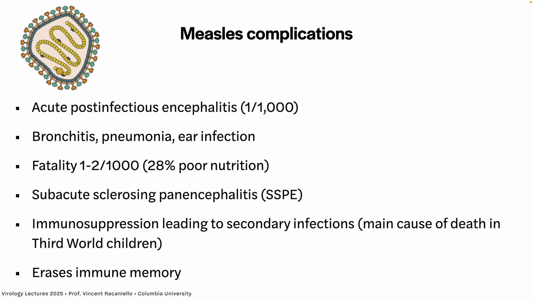The measles virus causes immunosuppression. It reproduces and kills lymphoid cells, right? Lymphocytes, the cells of the immune system.